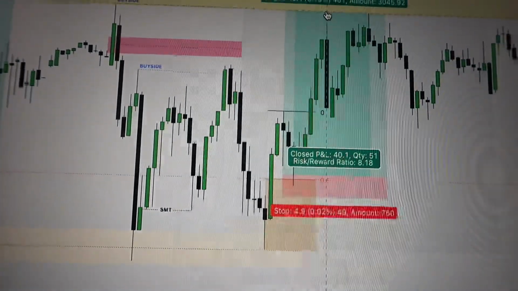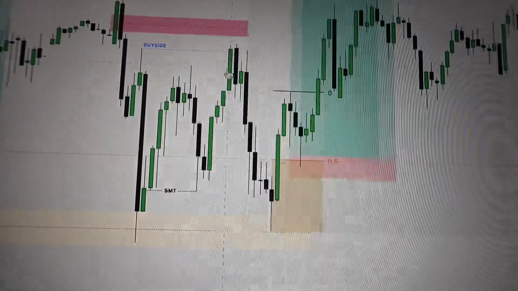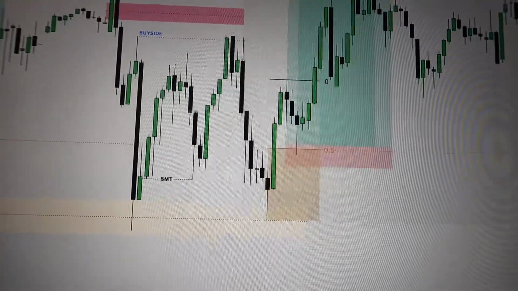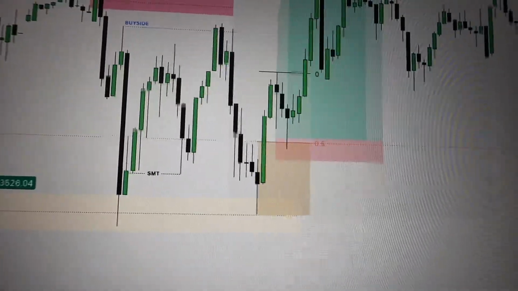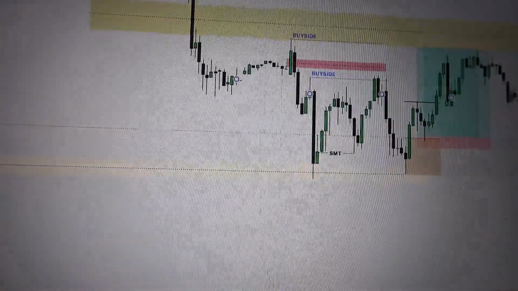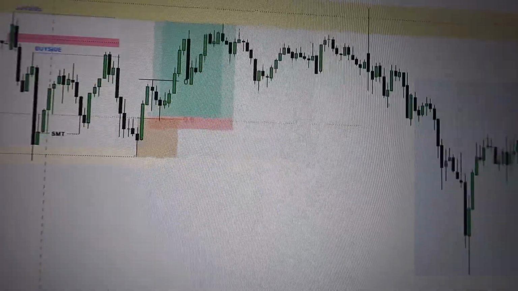So I'm going to go on a quick breakdown as to why I took the trade. So from yesterday, the trade I took yesterday. Alright, now the trade I took. So the trade I took from yesterday, right?